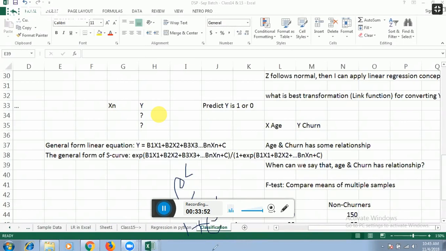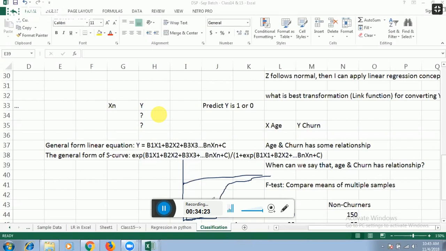If you look at the sigmoid curve, it always gives values between 0 and 1, right? Because the denominator is the higher value and the numerator value is lower, so obviously this will always give you a value between 0 and 1. So that's the reason the output of my line equation will always be between 0 and 1.